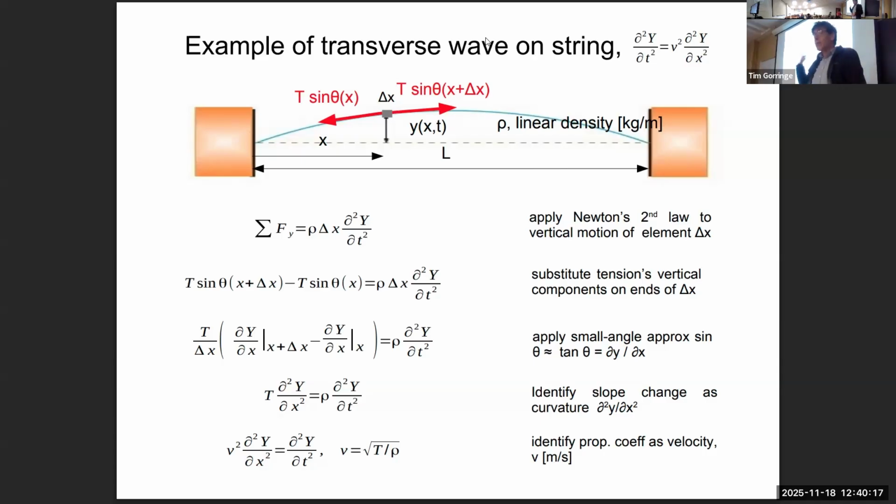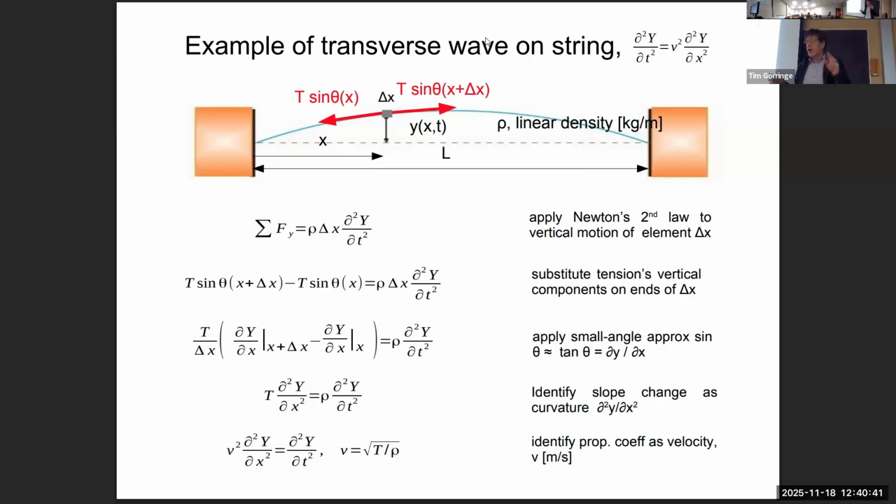I've got a wave in blue that's stretched between two walls on either side, or two bookends on either side. The length of the string, we're told, is this uppercase L. The density, the kilograms per meter of the string. So the mass per unit length of the string is the rho.